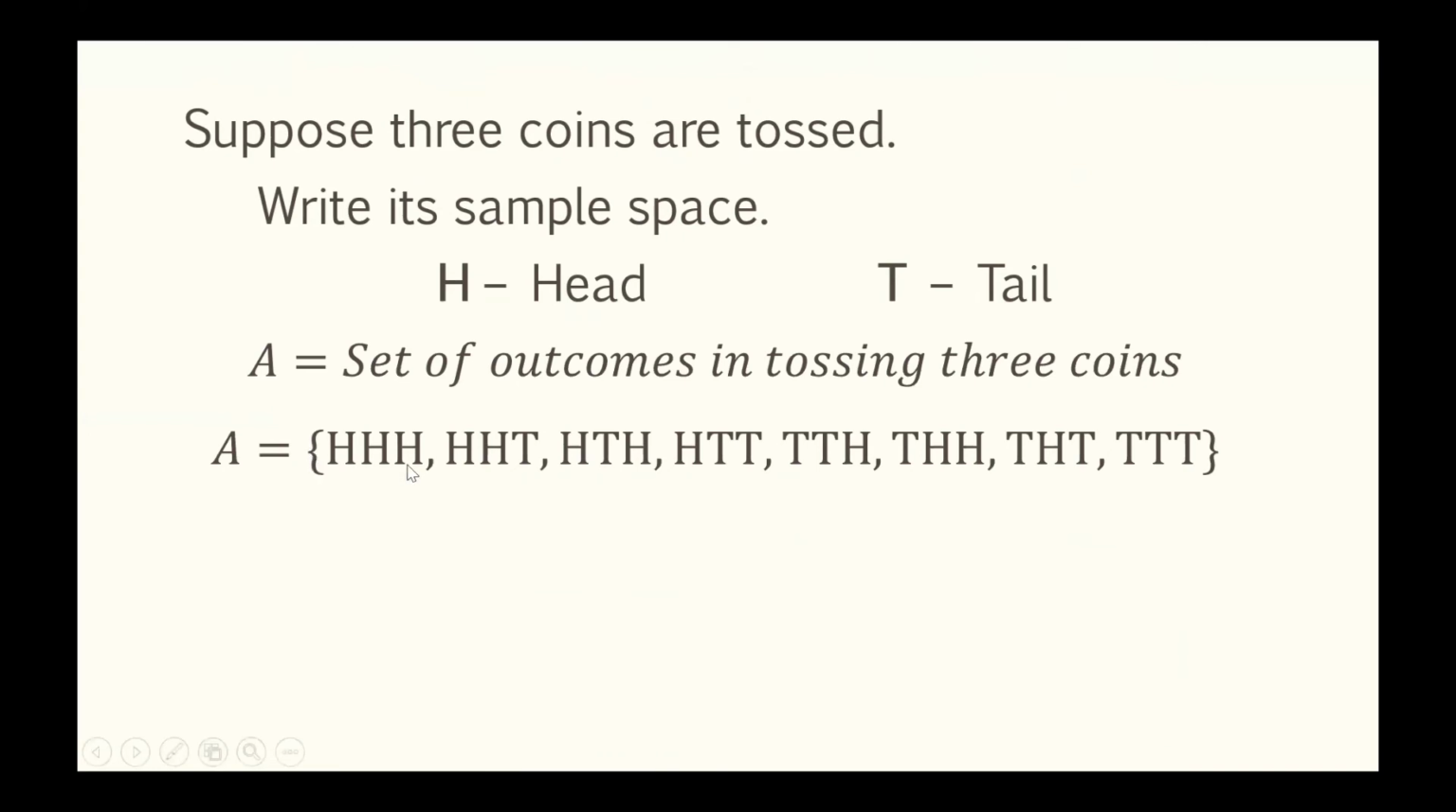We have all heads, head, head, tail. The third outcome can be head, tail, head. Can be head, tail, tail. Tail, tail, head. Tail, head, head. It can be tail, head, tail. And the last outcome can be all tails. So this set A is your sample space in tossing 3 coins. All in all, there are 8 outcomes.